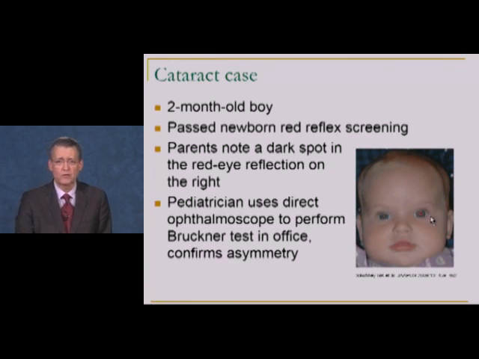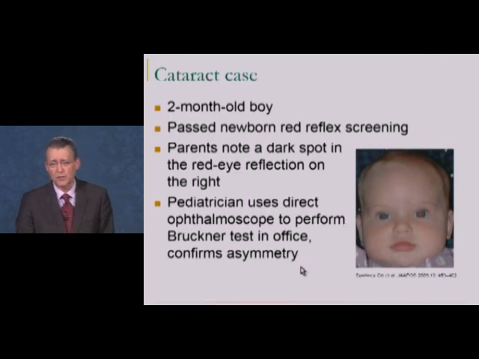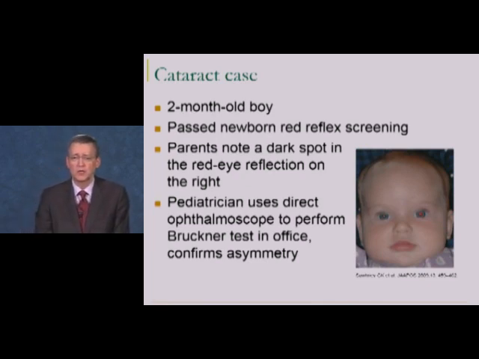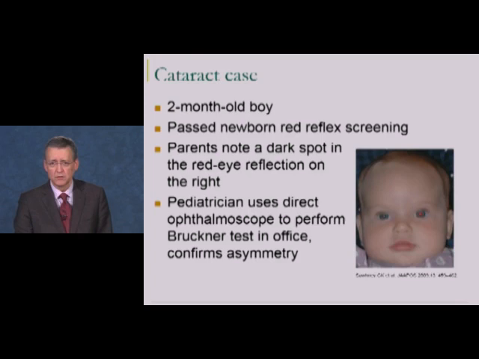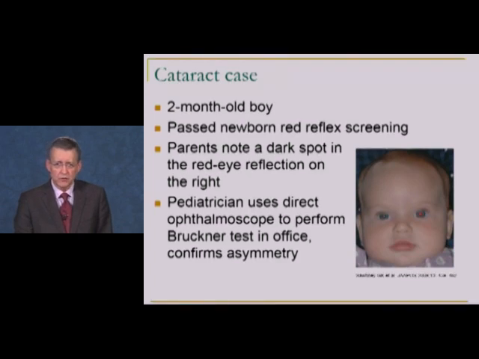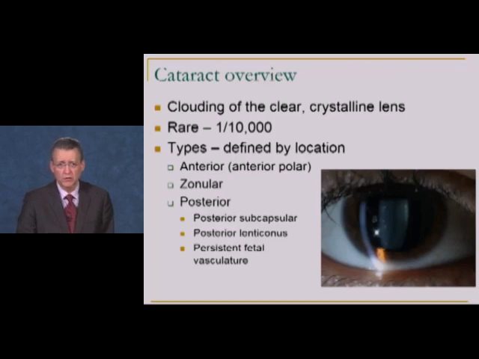And so in the office, the pediatrician used a direct ophthalmoscope to illuminate both eyes simultaneously and also saw this asymmetry in the red reflexes. Given that the asymmetry was there, the pediatrician referred the patient to ophthalmology for an evaluation. So we'll get back to what happened to this patient, but I first want to give you the knowledge base for what will help in making that referral and understanding what to do next.